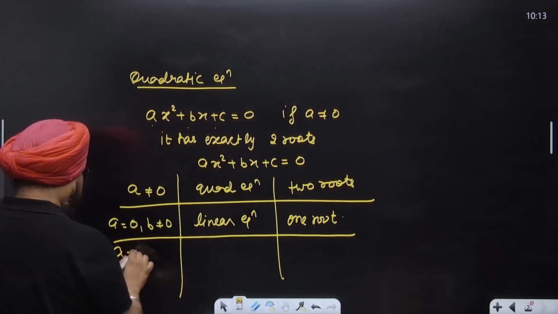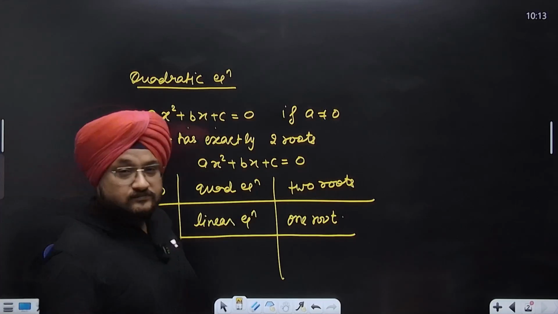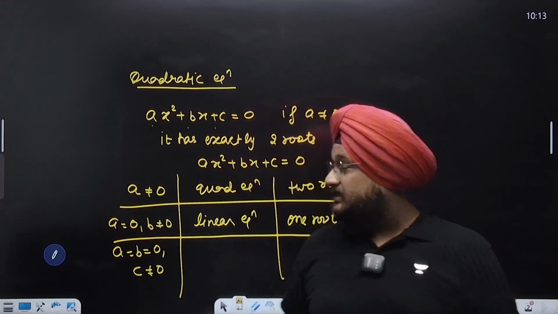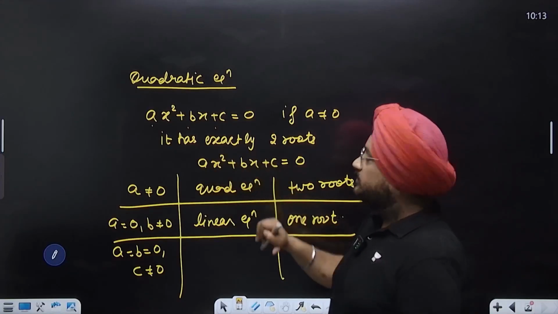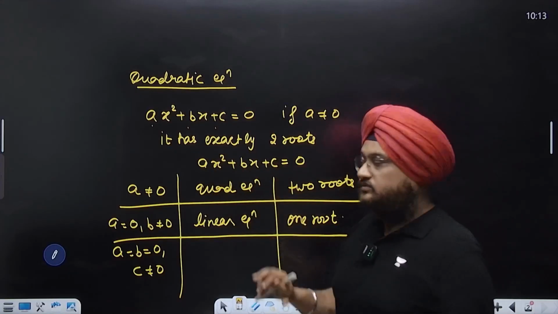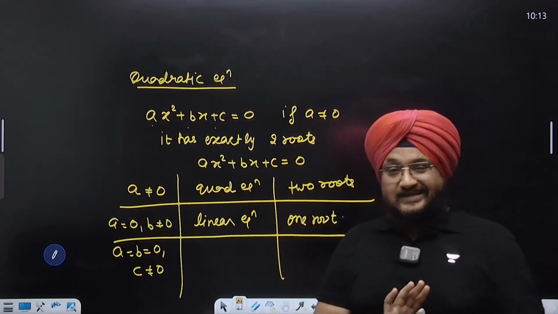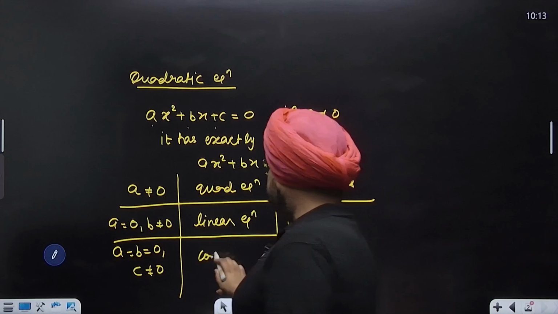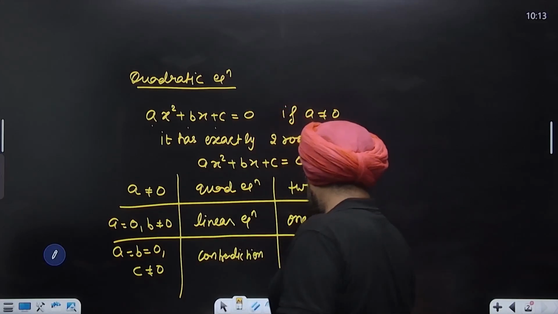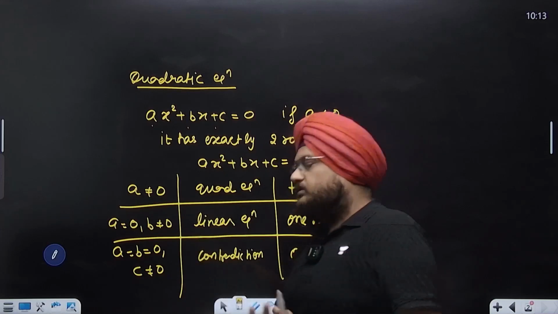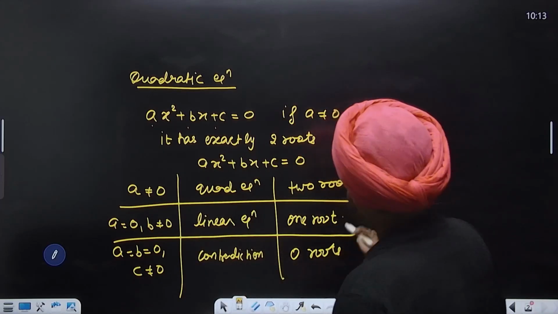If a and b both are 0 and c is non-zero, then this term becomes 0 and this term becomes 0. C is non-zero, so non-zero equal to 0 cannot be possible. So it is a contradiction. So it will have no roots at all, because non-zero equal to 0 is not possible.